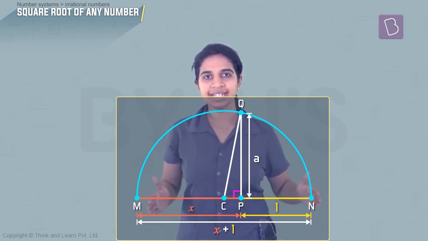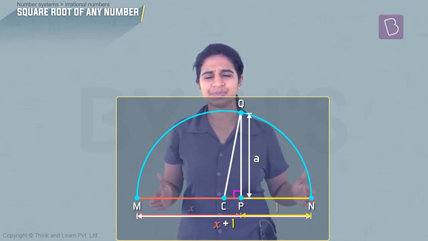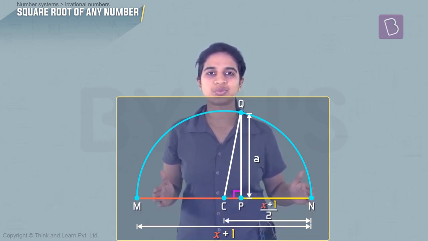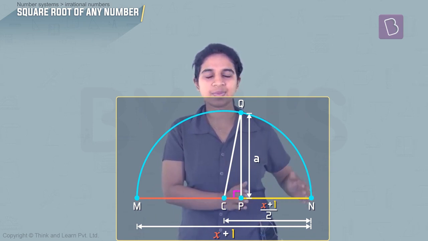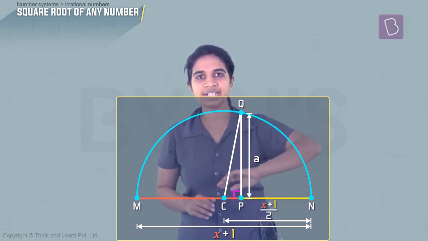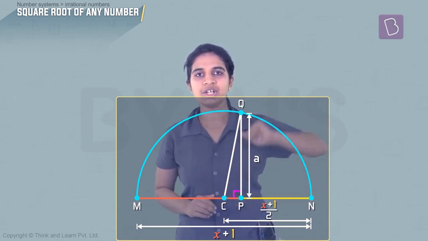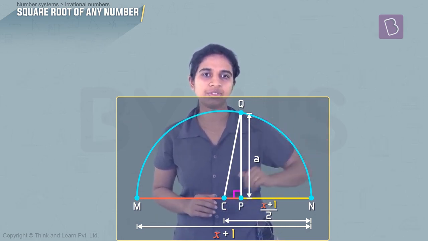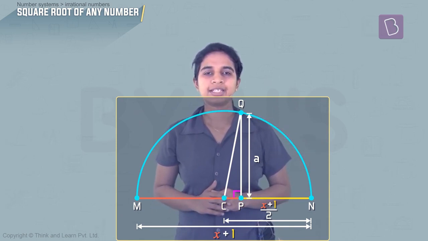Now look at the circle. The diameter of the circle is x plus 1, so the radius is going to be (x plus 1) by 2. This line is also a radius, the line joining the center to the end of the perpendicular line is nothing but the radius. So that will also be (x plus 1) by 2.